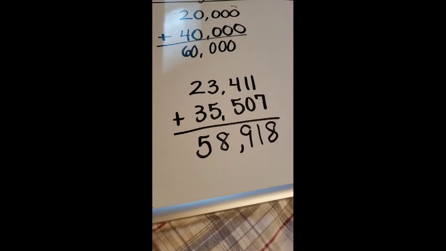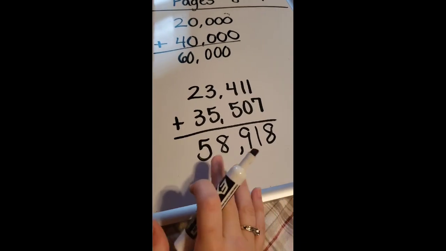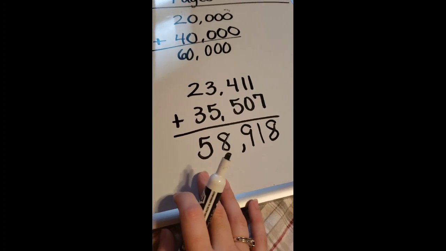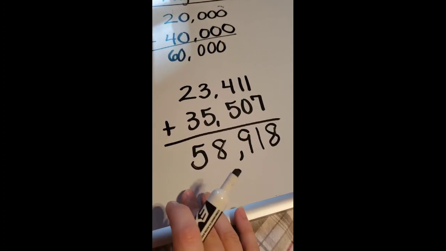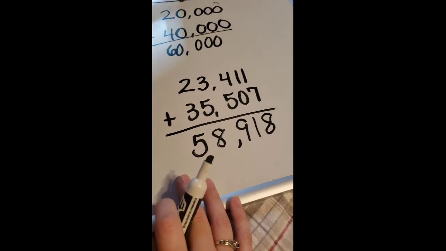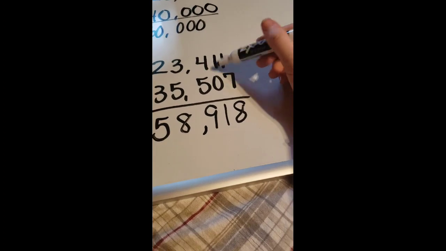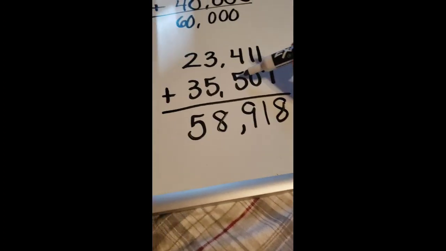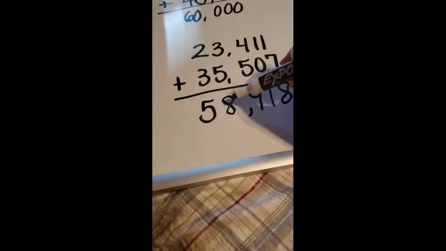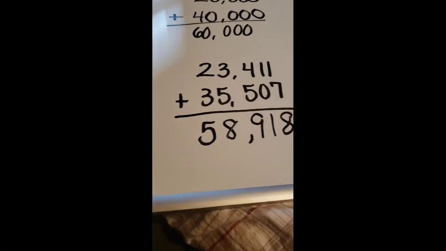But it's always a good idea to double check your addition, because even though your answer may look reasonable, it's still possible that you have made a mistake in your computation, in your adding. So to check your answer, you can go back and you can re-add. 1 plus 7 is 8, 1 plus 0 is 1, 4 plus 5 is 9, 3 plus 5 is 8, 2 plus 3 is 5. Okay, now I know I did my addition correctly.